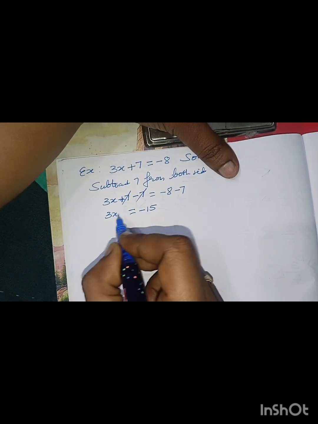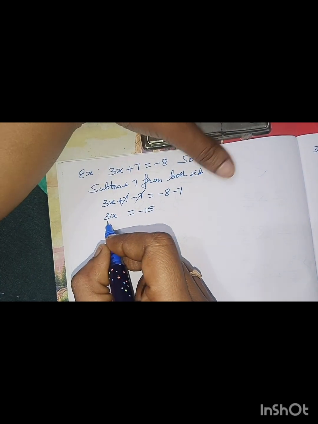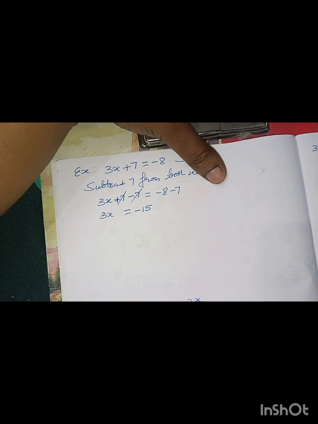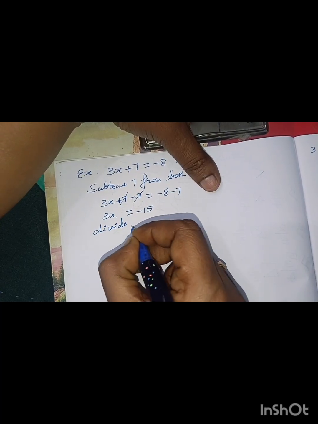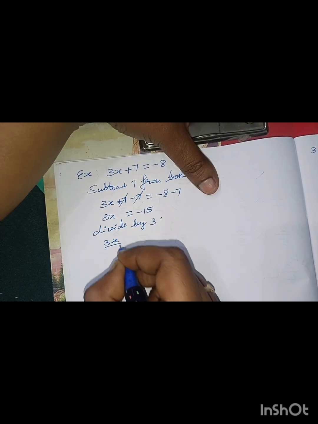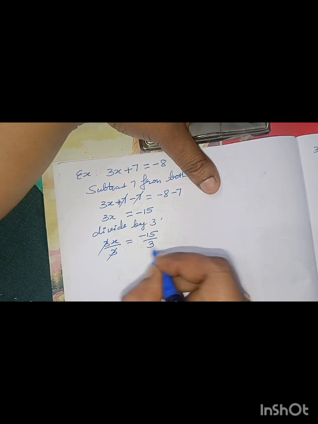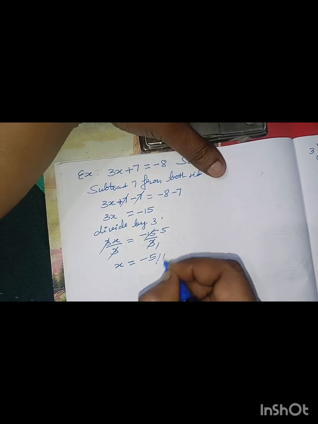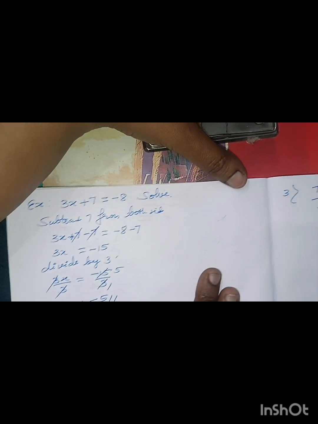Now undo the multiplication of 3, so we divide by 3 on both sides. 3x by 3 equals minus 15 by 3. This 3 cancels. 3 ones are 3, 3 fives are 15. x equals minus 5. This is the answer.